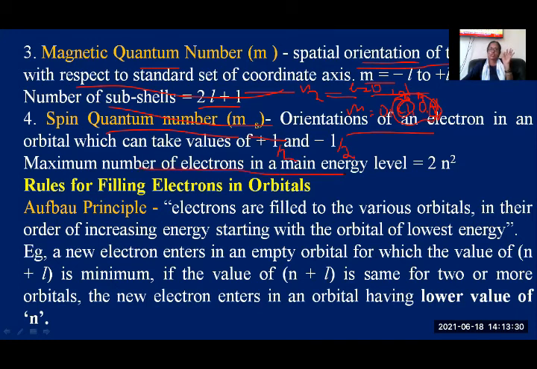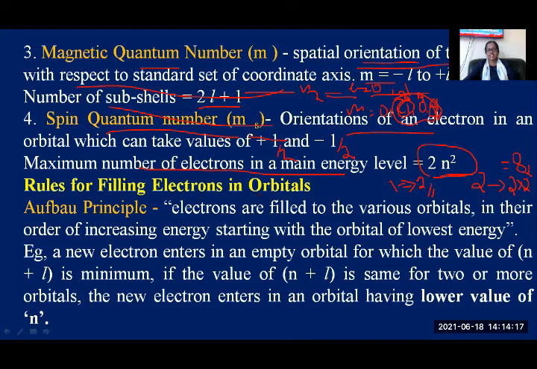So the maximum number of electrons in a main energy level is given by 2n square. Maximum number of electrons in the main energy level. So in the first energy level, how many can there be? 2 into 1 square. So only 2 electrons can exist in the first energy level. If you look at the second energy level, second shell, how many electrons can it have? Maximum 2 into 2 square, so 4 into 2, that is 8 electrons can exist in the second shell. 2 in 2s and in 2p, 2 in each p orbital, totally 6 here and 2 here, so totally 8 electrons. So the maximum number of electrons in any energy level is given by 2n square.